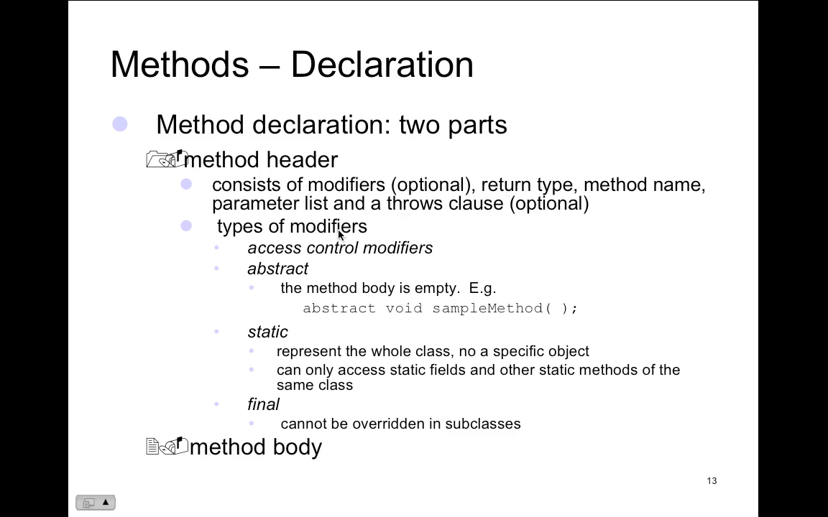And here we have types of modifiers. We have access control modifiers. Abstract, I'll talk about that in a few more minutes. The method body is empty on an abstract method.